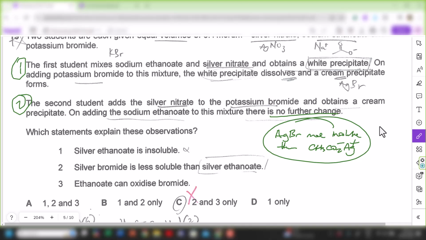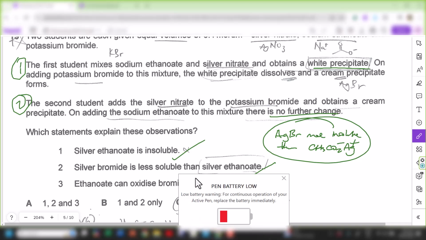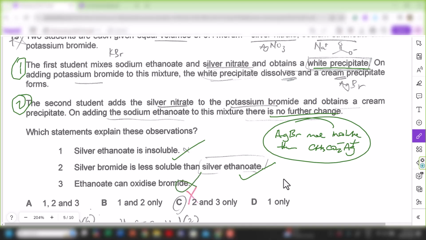Okay, so I think first of all, silver ethanoate is insoluble. This is definitely correct. If not, you wouldn't get the white PPT. Silver bromide is less soluble than silver ethanoate. So this is correct also, proven by point 1 and 2. Ethanoate can oxidize bromide. This is nonsense, right? Because I don't get any bromine. Did I get any bromine? I don't get bromine, right? So 3 is definitely wrong.